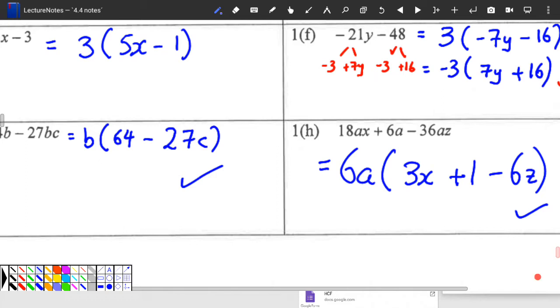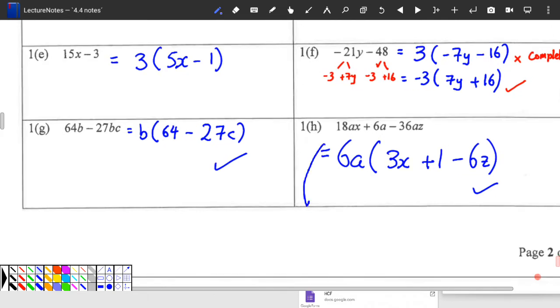Okay. Everyone look on the board. Can everyone copy this down? 3a, 6x plus 2 minus 12z. Everyone write this down, on your G, on your H.